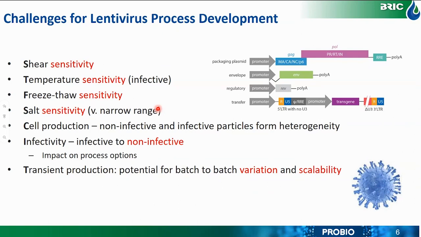The viral vector is very sensitive to shear. The temperature is also very sensitive, because the viral vector is not suitable to be stored for a long time. Freeze-thaw sensitivity is also very tricky, because when you are using the viral vector, you need to avoid freeze-thawing it. The viral vector is also too sensitive to salt.